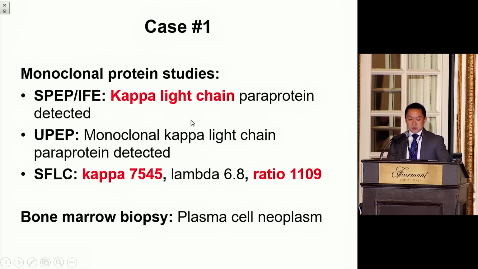He has an SPEP and immunofixation, which show the presence of a kappa light chain paraprotein. This is replicated in his 24-hour UPEP, which also shows a kappa light chain paraprotein. His serum-free light chain assay shows a markedly elevated kappa light chain concentration of over 7,000 and a markedly elevated kappa lambda ratio. He has a bone marrow biopsy, which shows a plasma cell neoplasm.